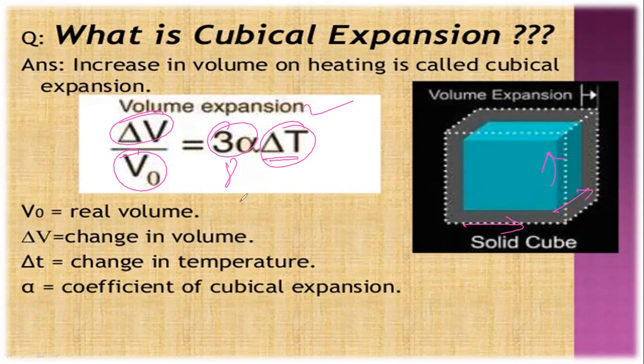So you can go for this thing that the change in volume is equal to the product of the original volume into gamma with the change in the temperature over here.